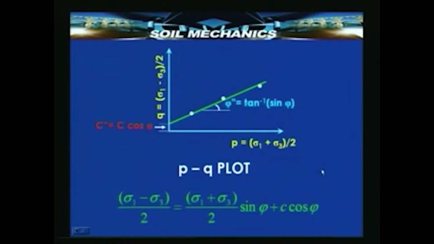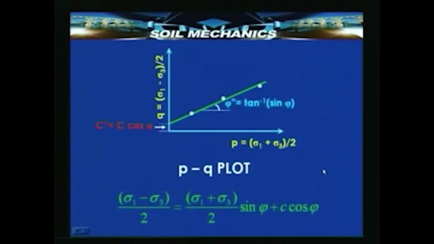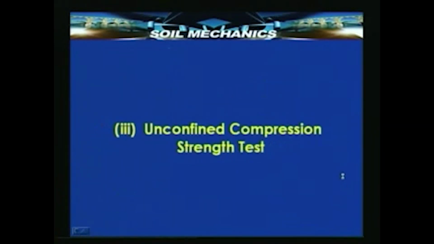Thus, the triaxial test data can be plotted either in the form shown earlier using 3 Mohr circles, or in the form of a PQ plot. The PQ plot is generally preferred because it is always easier to plot a straight line than to draw a common tangent to 3 Mohr circles.